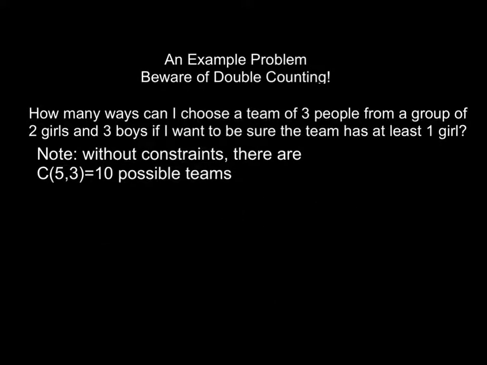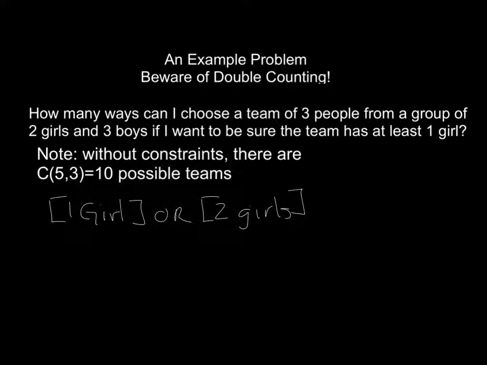The second way to do this is using cases. And cases are a good way to avoid double counting. We can have the case that there's 1 girl on the team, or possibly there are 2 girls, and there's no possibility of 3 girls since there's only 2 girls total.